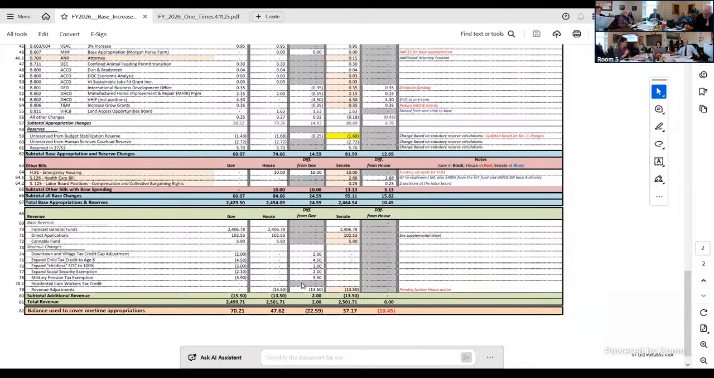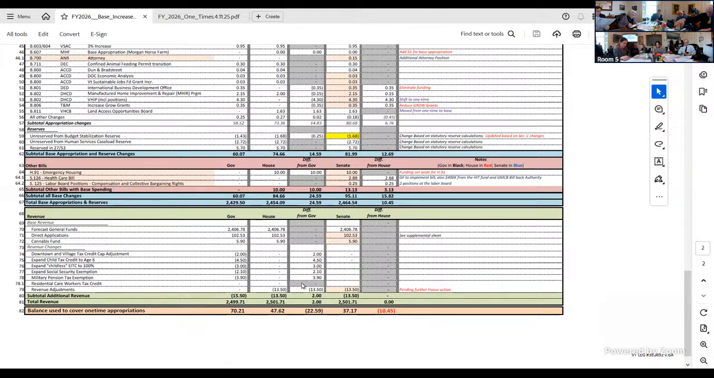So we keep going. On line 63, this is where we go into the other bills. These are the H bill, H91, I believe, currently in Health and Human Services. This is the bill related to emergency housing. That House had appropriated $10 million in that bill. That is an open item.